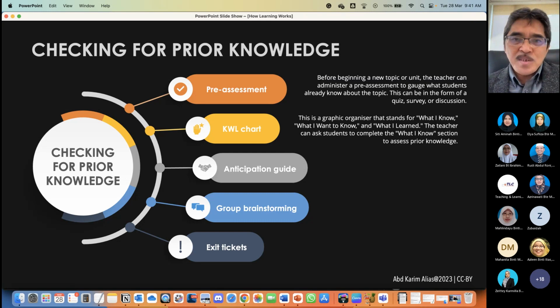Then at the end of the class, we can get the students to do the reflection. What I learned. I have also demonstrated in the first part how I use Twitter to get students to share what they have learned or what are the things they still do not understand or not very clear, need more explanation, need more clarification. So they can put that in 1 or 2 tweets using Twitter.